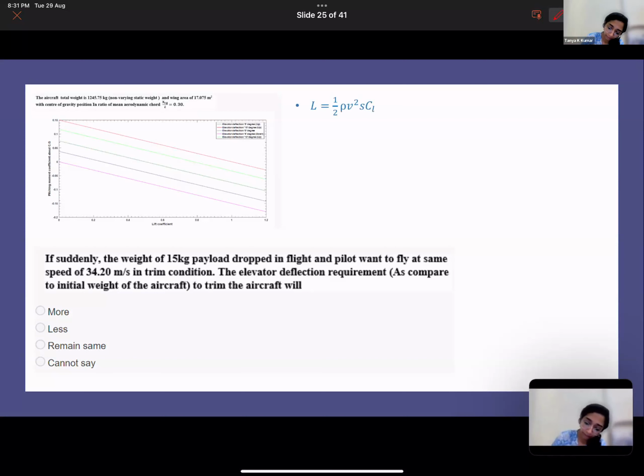Okay, so I'll just write that down. CL trim is not the same. The velocity at which you need to trim is the same. Just plug the same values into the equation and find out your new CL trim. Follow the same process. So you have CL trim as Q into W.